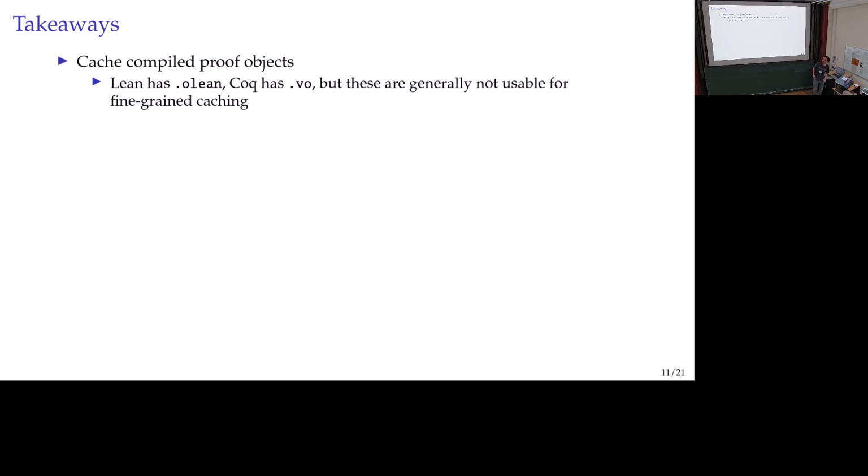Okay, so takeaways from this is you should cache your compiled proof objects. Even if you have a proof script, you should still keep hold of those proof objects and try to reuse them when possible in order to make things faster. Lean has oleans, Coq has .vo. These are generally not usable for fine-grained caching because a lot of them have dependencies, and they will break very often when many other things in the environment change.